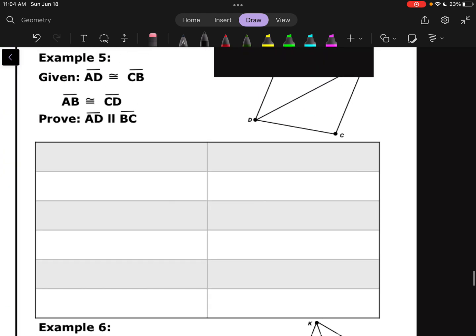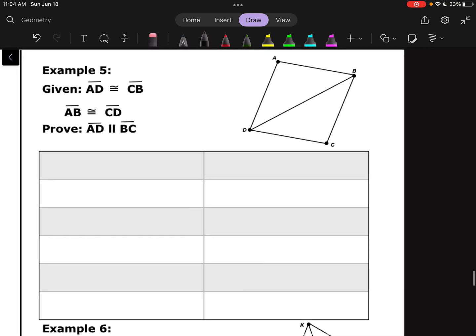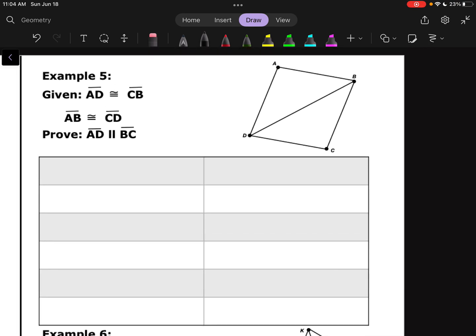Okay, so what do we got here? Ooh, okay. So this one is a little bit beyond even what we were doing. We'll take it one step at a time. So what do we have as the given? We got AD congruent to CB and AB congruent to CD.